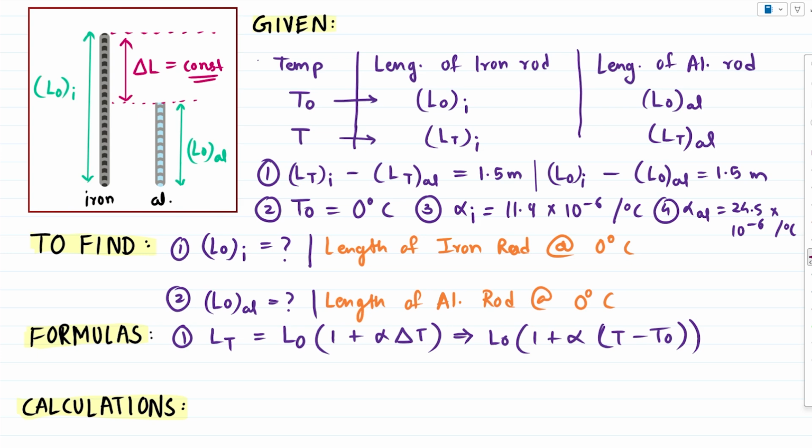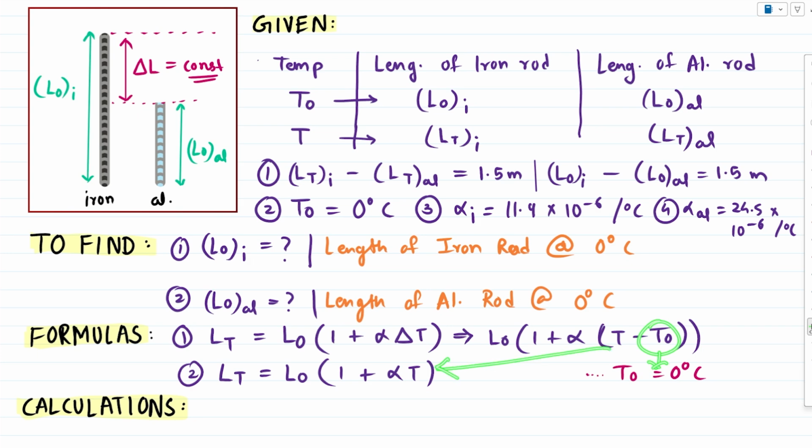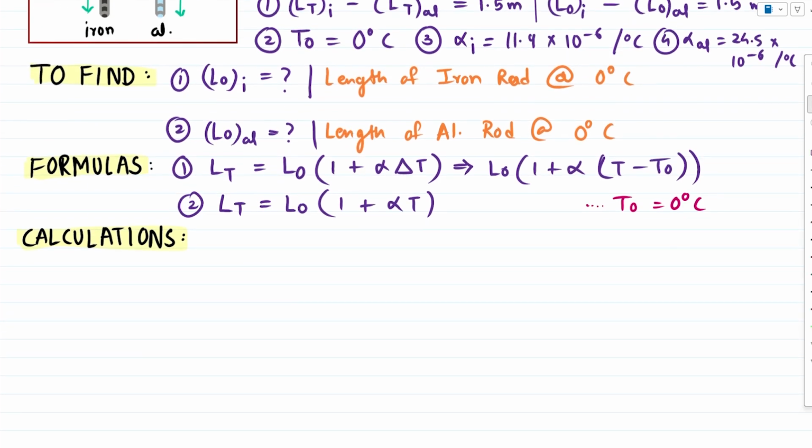But we know that for our given condition, our T0 is 0 degree Celsius. So because of this, we can update our formula as LT, that is the length of the rod at T temperature, is equal to L0 into 1 plus alpha times T, because we have substituted T0 as 0 in this formula. So our formula is now simplified to this smaller formula.